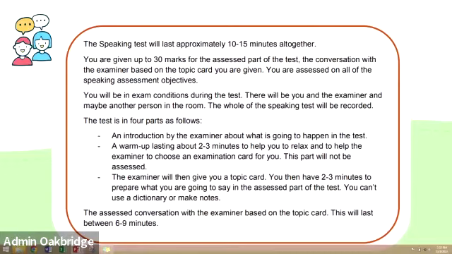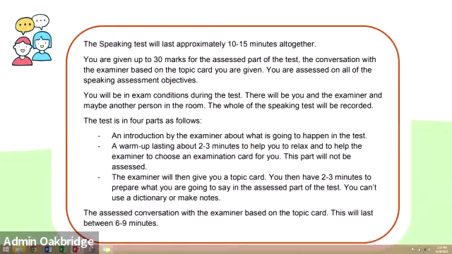Like I said earlier, the test has 4 parts. The first one is an introduction by the examiner about what is going to happen throughout the speaking test. Second, you will have a warm-up conversation that lasts about 2 to 3 minutes. This is to help you relax and also to help the examiner choose an examination part for you. However, you must know that this warm-up conversation will not be assessed.